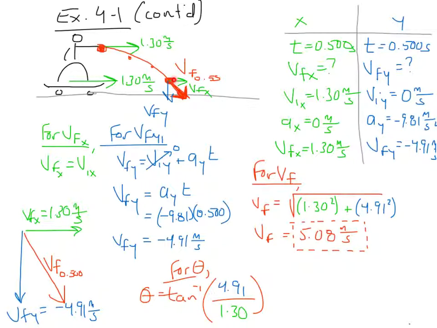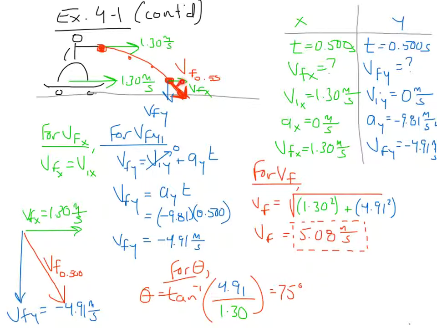All right, so what is the inverse tangent of the y value, 4.91, divided by the x value, 1.30? That's going to give us 75 degrees. All right, so we have our reference angle. The question is, and by the way, that 75 degrees is probably kind of hard to see right there, but it's based off of the horizontal.